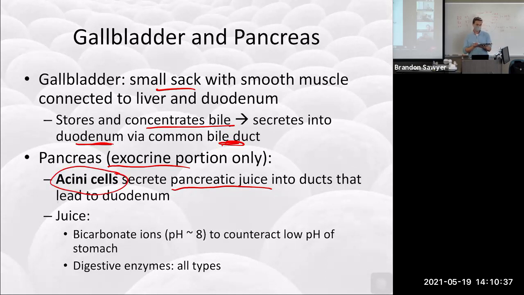Okay, so this pancreatic juice contains bicarbonate ions of pretty high pH, so this counteracts the pH from the stomach as the chyme enters the small intestine, and then lots and lots of digestive enzymes. This is where almost all of our digestive enzymes are primarily made, by the pancreas.